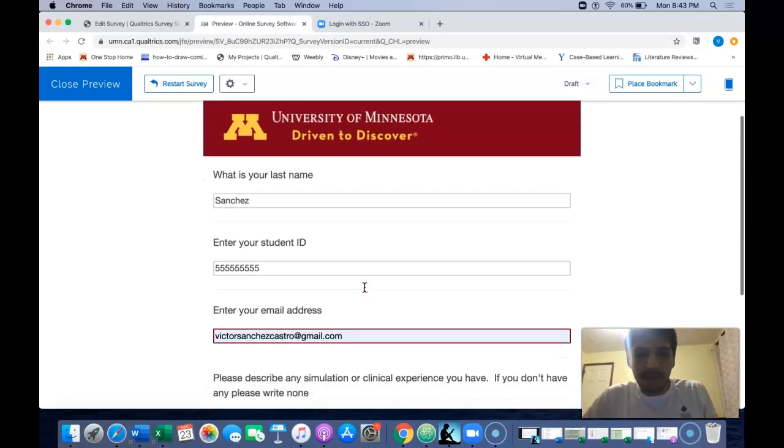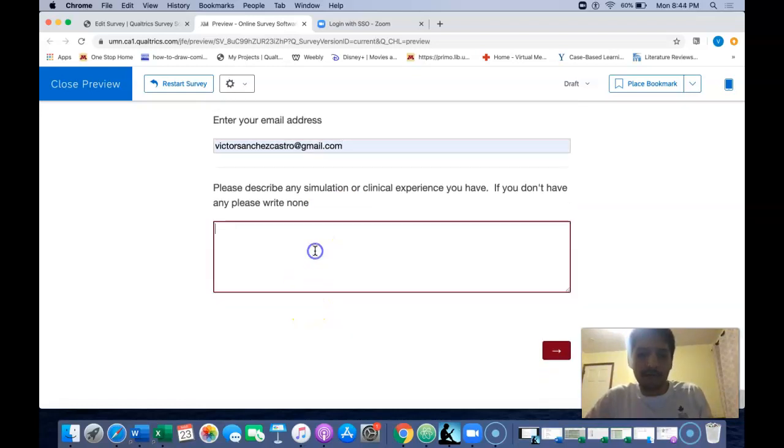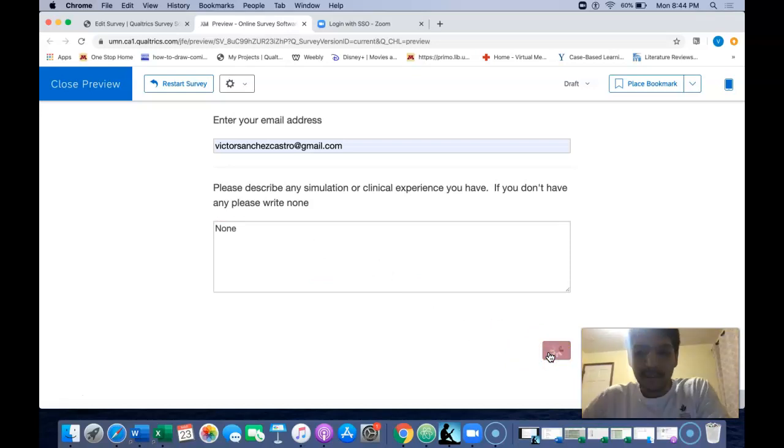And so this is just basic information, and then whether or not the person taking this module has any simulation experience. Since these are first and second year medical students, the answer is most likely going to be none. And now we start the actual module.